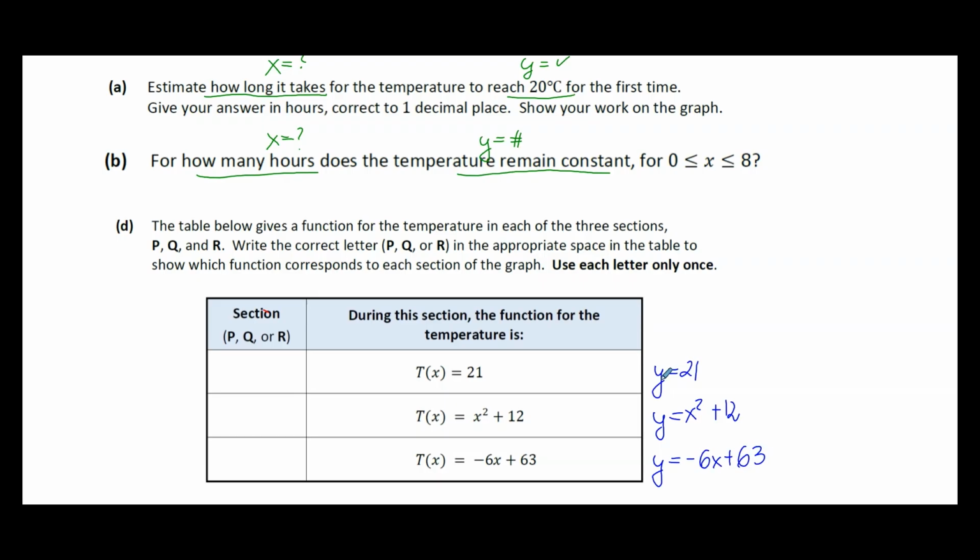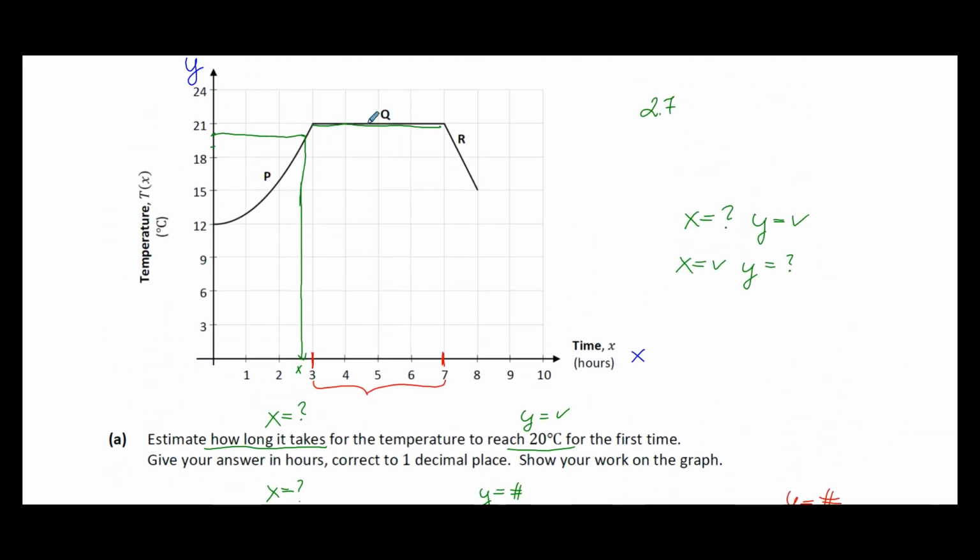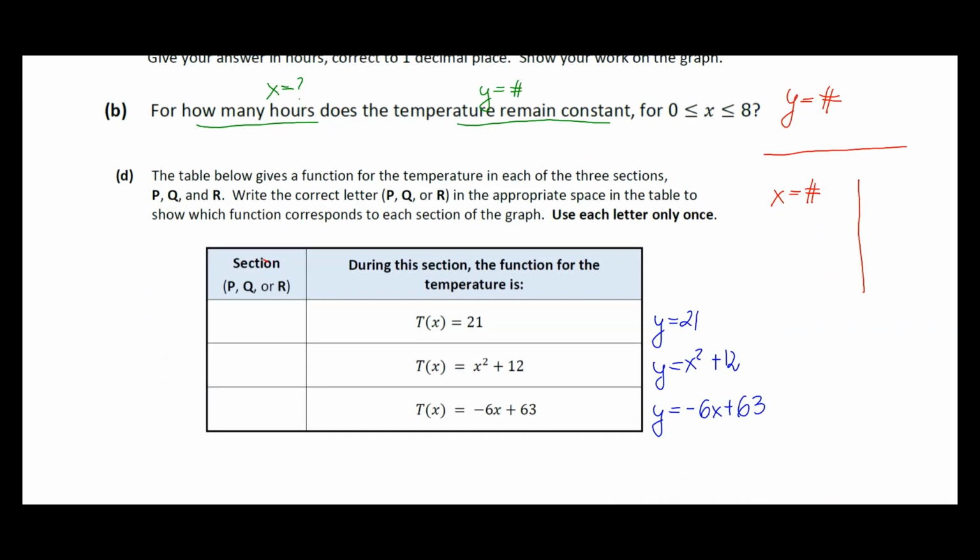Now, when we have y equal a number, so a little bit of knowledge: when you have y equal a number, that means the line is horizontal. When you have x equal a number, that means the line will be vertical. So in our graph, that's the part where y is just a number. It's a horizontal line. So our first graph here, that first function, that's the Q section.